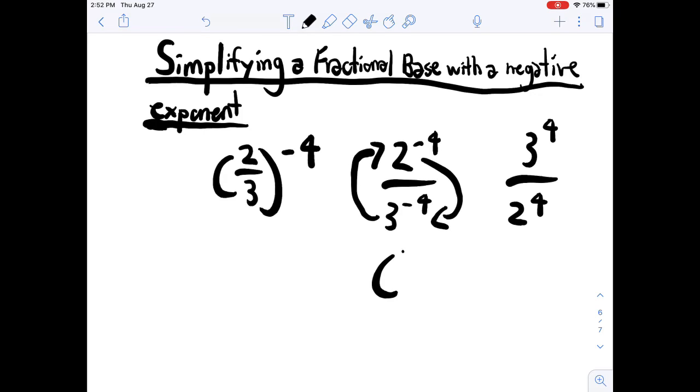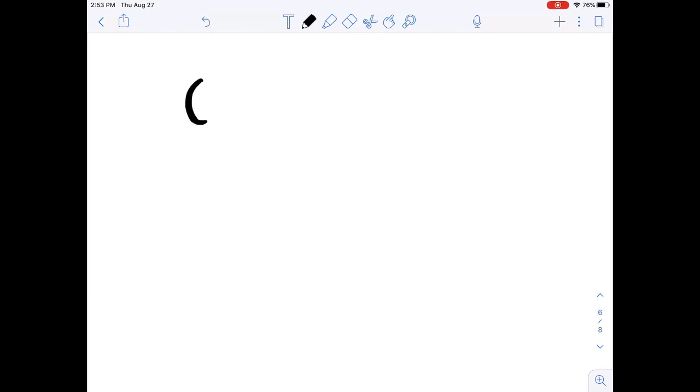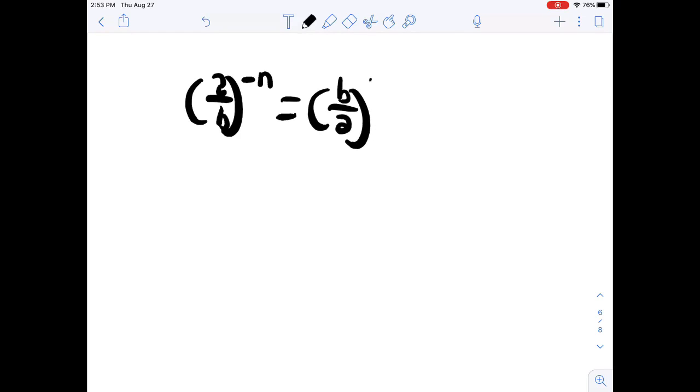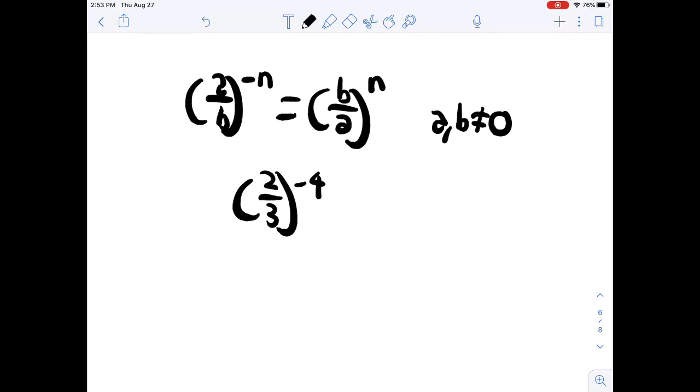And this is really just 3 over 2 to the power of 4. So we can make a rule for this. So we'll use variables here. So a over b to the power of negative n equals b over a to the power of n, and neither a nor b is 0. So in the example I showed you above, 2 over 3 to the power of negative 4 equals 3 over 2 to the power of 4.